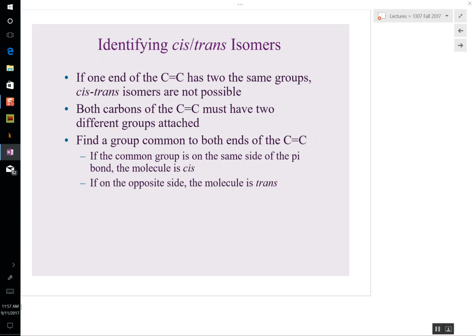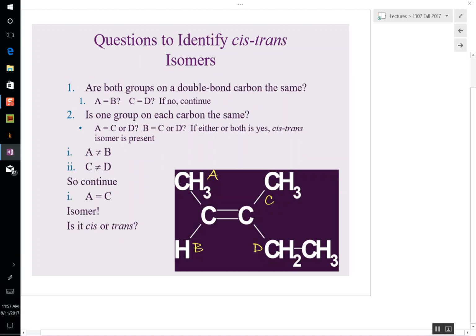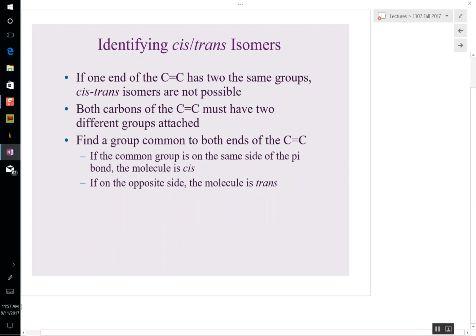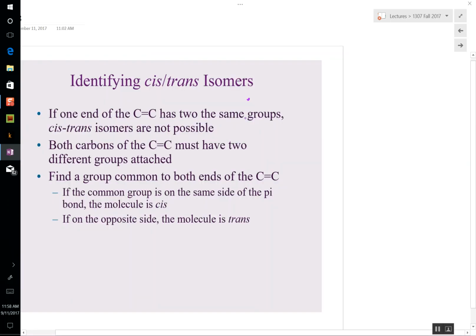All right, there's that slide. There's the gobbledygook that explains it. All right, let's take a look at a couple examples. Well, let's read that. If one end of the carbon double bond has two of the same groups, cis and trans isomers are not possible. So what you're going to be looking at, you're going to focus on the double bond.